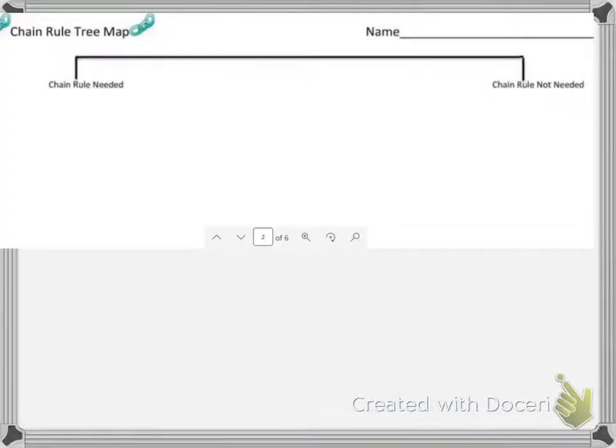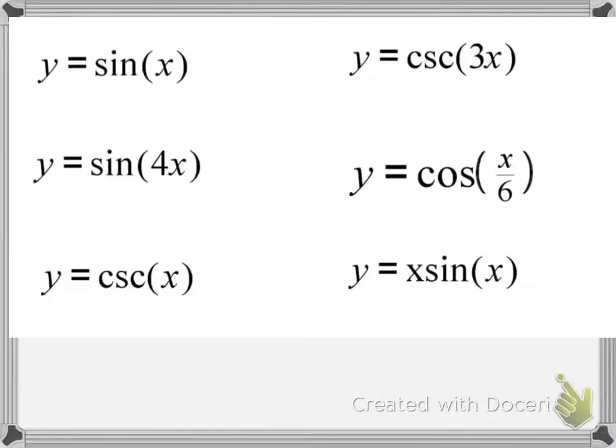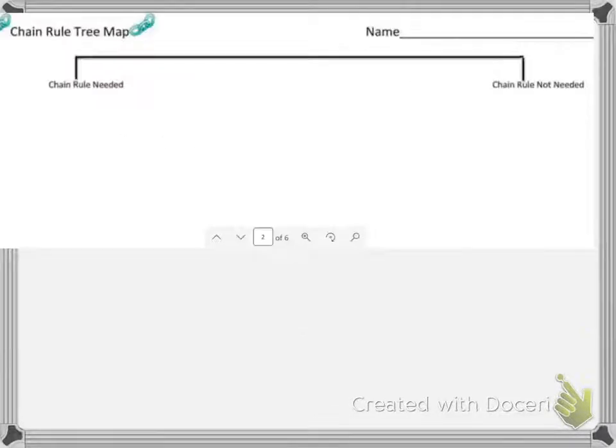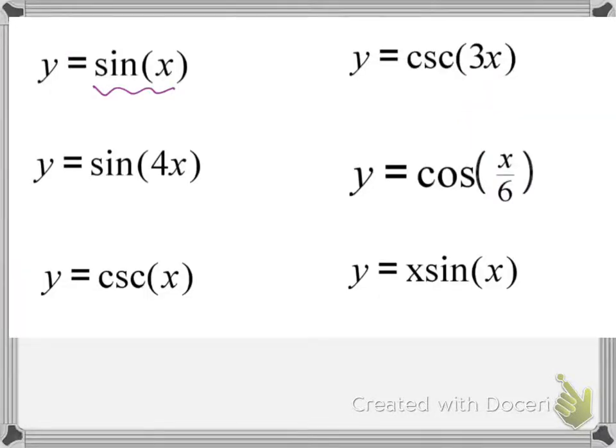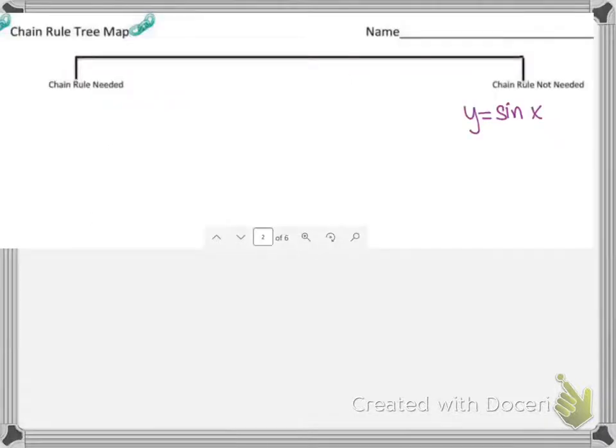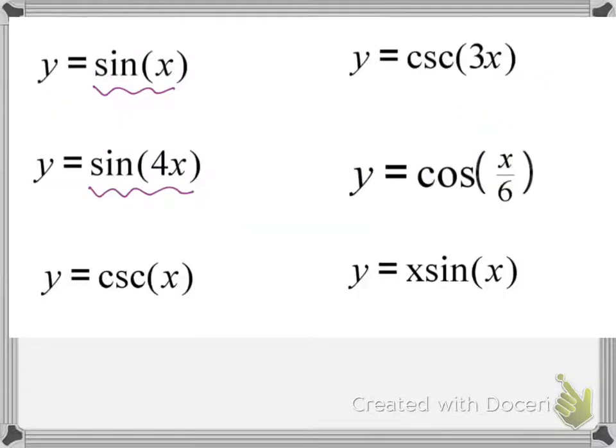So you're going to find your tree map, and then you're going to sort these functions as needing chain rule or not needing chain rule. So why don't you pause your video and sort these. The ones that have an input of just x, like sine x, would go on the right-hand side of the tree map, where chain rule is not needed. The ones that have an input which is something other than just a plain old x would go on the left side. We would need chain rule for those. Okay, so go ahead and pause the video and sort those appropriately.